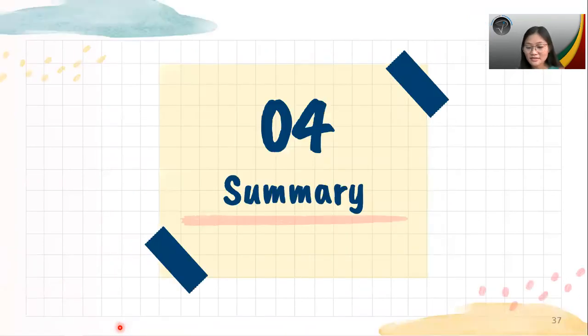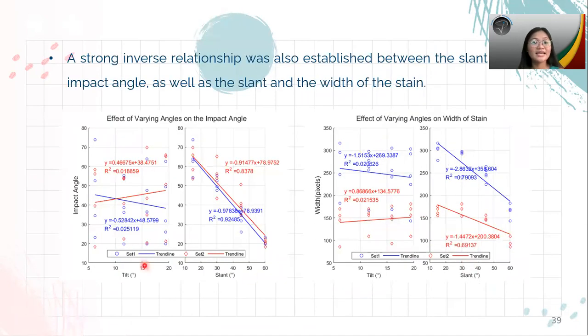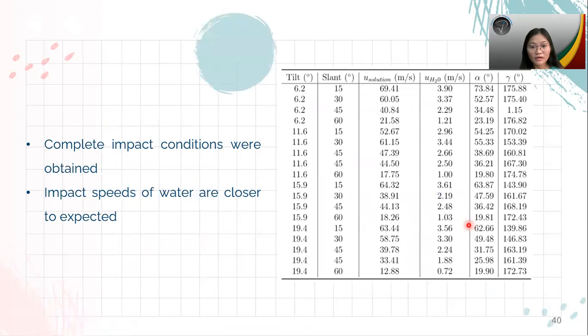Now, to summarize, in this study, I was able to establish the linear relationship between the slant and the eccentricity of the stain, as well as the inverse relationship between the slant and the impact angles and the width of the stain. The complete impact conditions were also obtained for different tilt and slant angle combinations for both the ink solution and water. Now, the impact speeds of water are closer to the expected because of the large deviations in the measured properties of the ink solution.